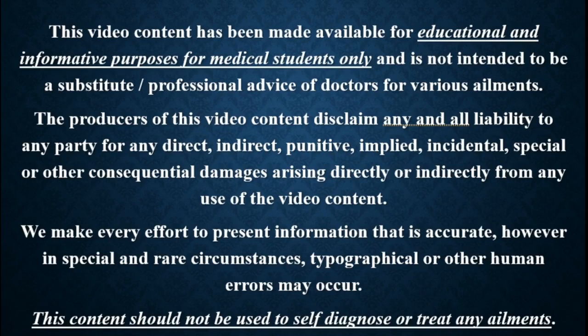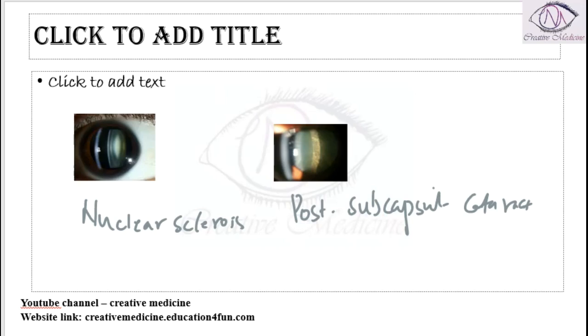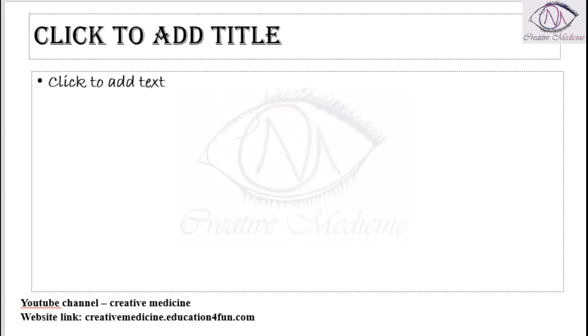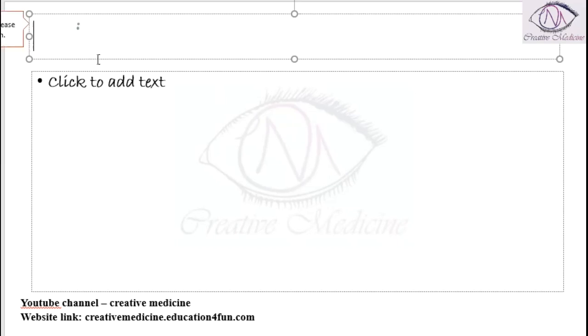In this lecture, we will learn about the next type of senile cataract. The senile cataract can also be one more type. Senile cataract can also be cortical cataract.